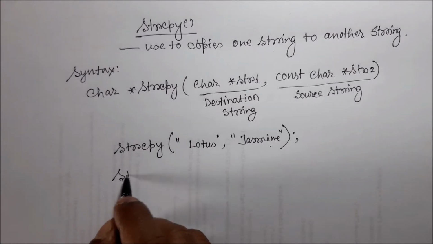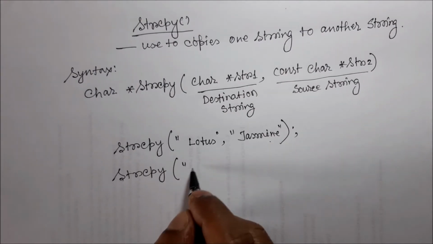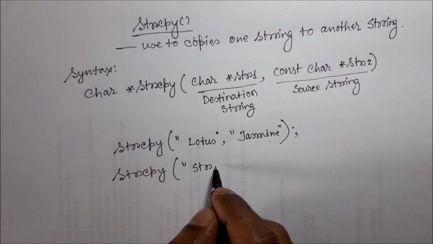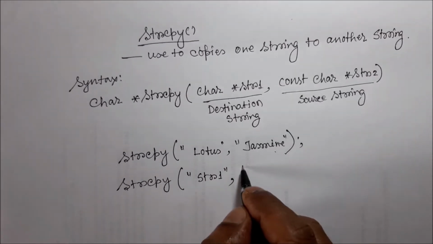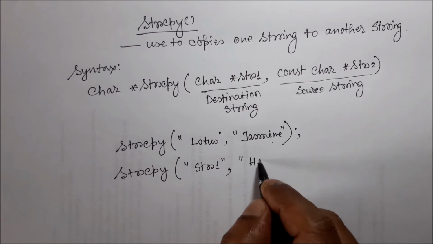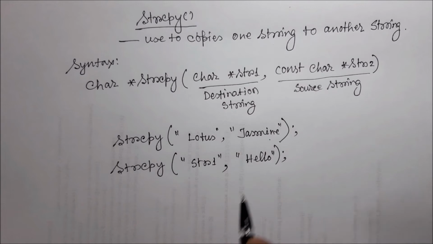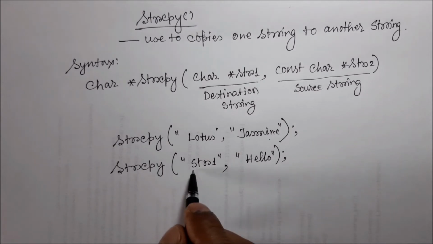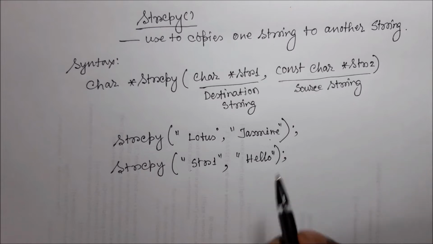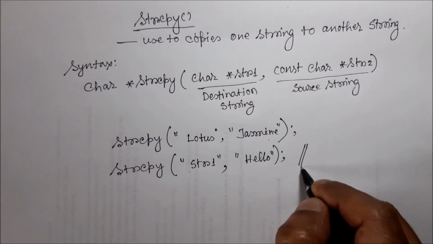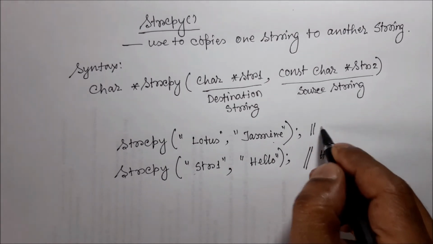Or you can take any example. If I take strcpy, for example str1, the name of the string 1, and I give the value hello, then this string str1 will hold the value hello. So the output is hello. Here the output is jasmine.